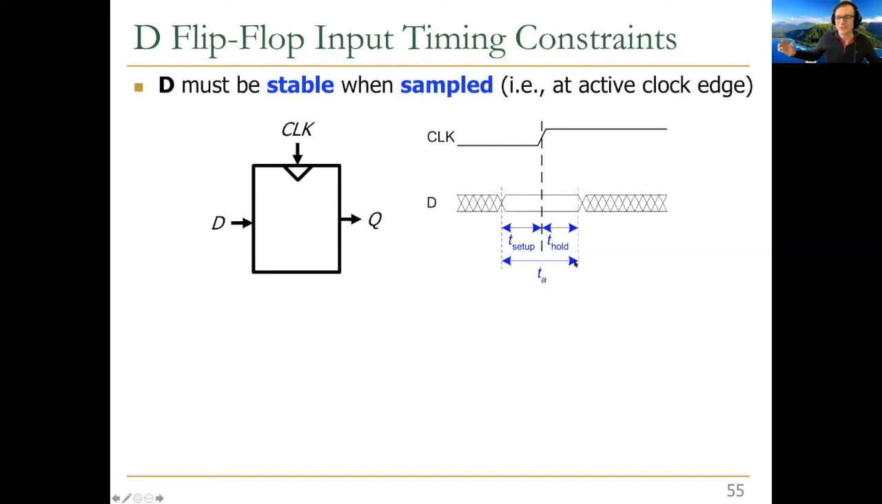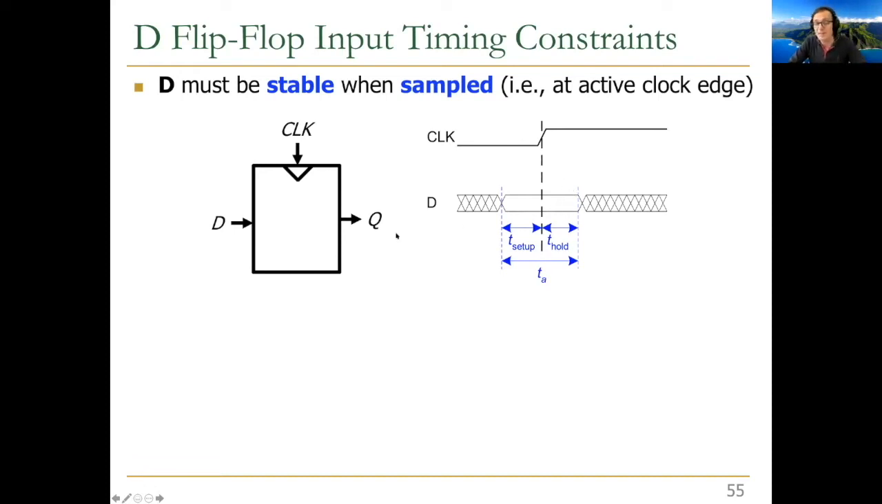If you're used to photography, for example, aperture time is the time during which the camera lens should be open, right? And stable also. During that time, you're capturing the image. Essentially, here we're capturing the value that is at the input. But it takes some time, basically. D needs to be stable for some time before the clock starts rising, and some time after the clock starts rising.